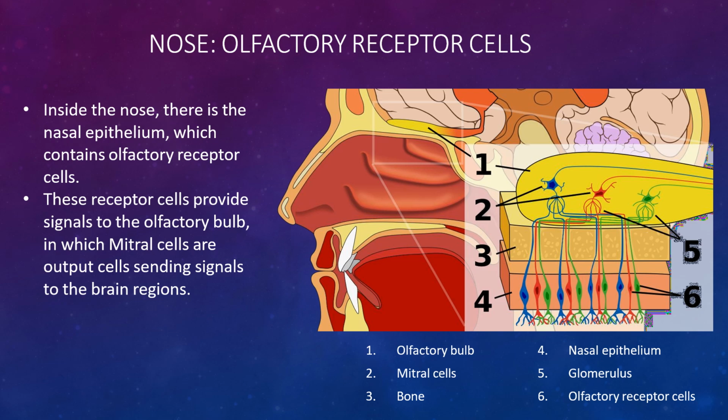So inside the nose there is a nasal epithelium which contains olfactory receptor cells. These receptor cells provide signals to the olfactory bulb, in which mitral cells are output cells sending signals to the brain regions. You can see in the diagram there.